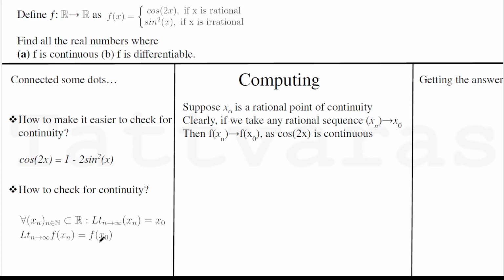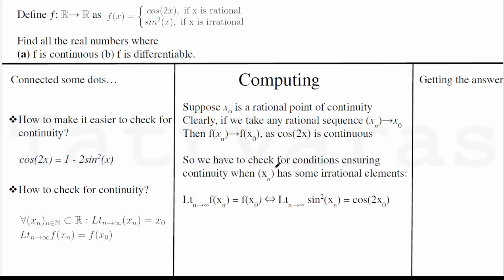Now, we'll try to take the point of continuity and back calculate things. We can start by taking x naught as a rational point of continuity, and so things would be around here. If the sequence itself is completely rational, then it would be just like checking whether this thing is going to this or not. But it does because cos is continuous. So the real challenge is to check for sequences that have irrational elements in them. That would be involving this side of things.